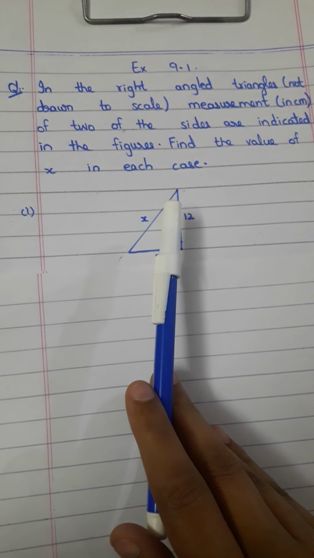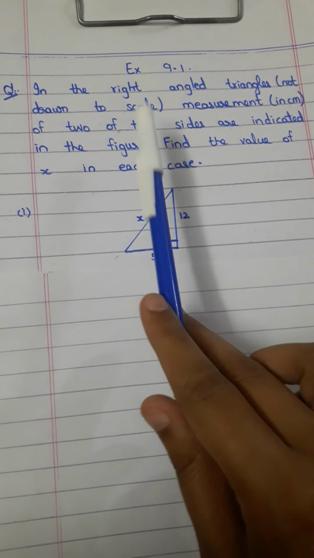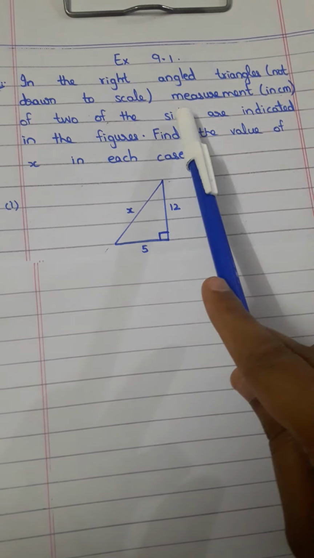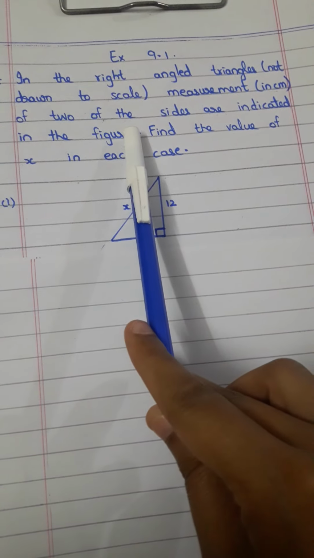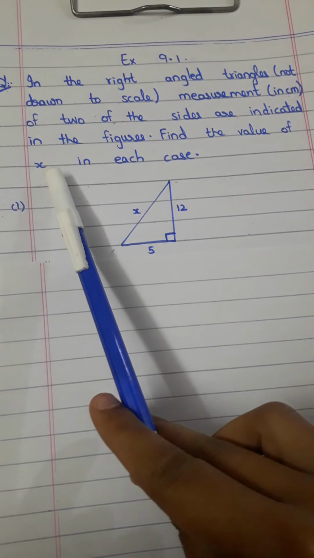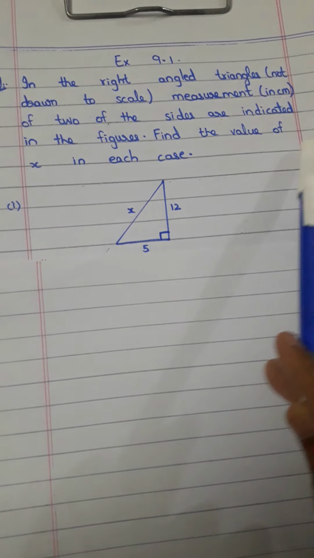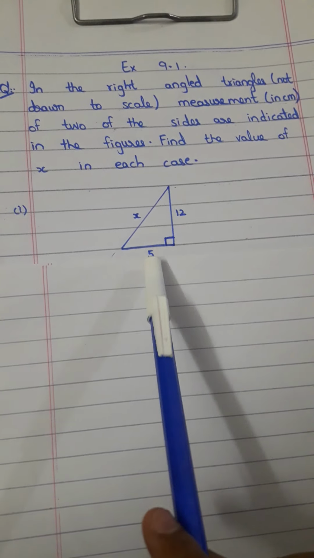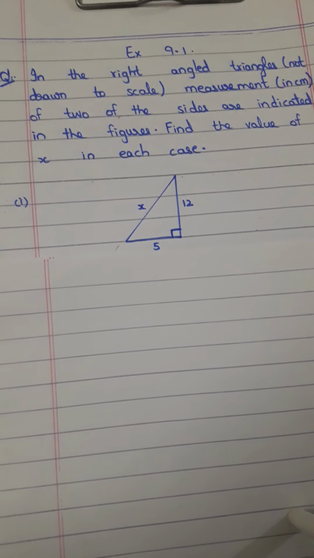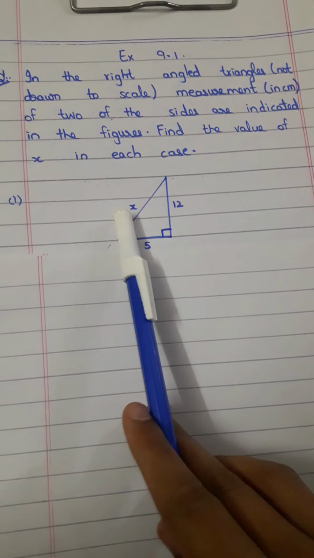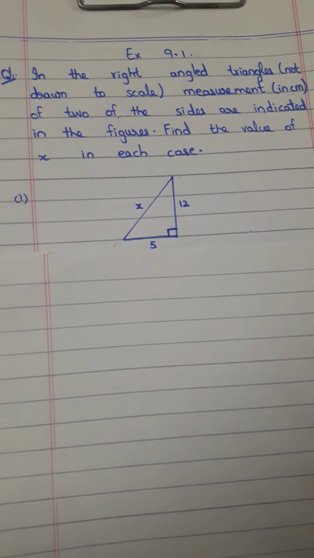Bismillahirrahmanirrahim. Now students, we are starting our exercise 9.1, and in 9.1 our first question is: in the right angle triangle not drawn to the scale, measurements in centimeters of two of the sides are indicated in the figure. Find the value of x in each case. Two sides are given to you in each figure. You have to find the third one, and the third one is represented by x. Clear? Now look at the figure.